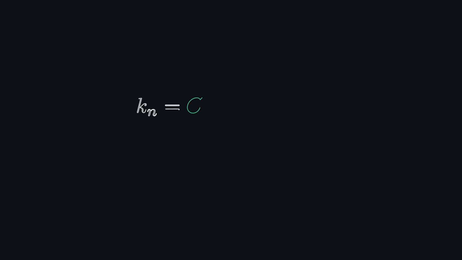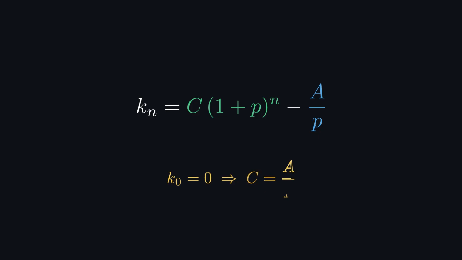Snap the two pieces together, and the general solution is c times (1 plus p) to the n minus A over p. Now we pin down c using the fact that the account starts empty. At n equals 0, the balance is 0. Set n to 0, and c has to equal A over p. And just like that, everything is nailed down.